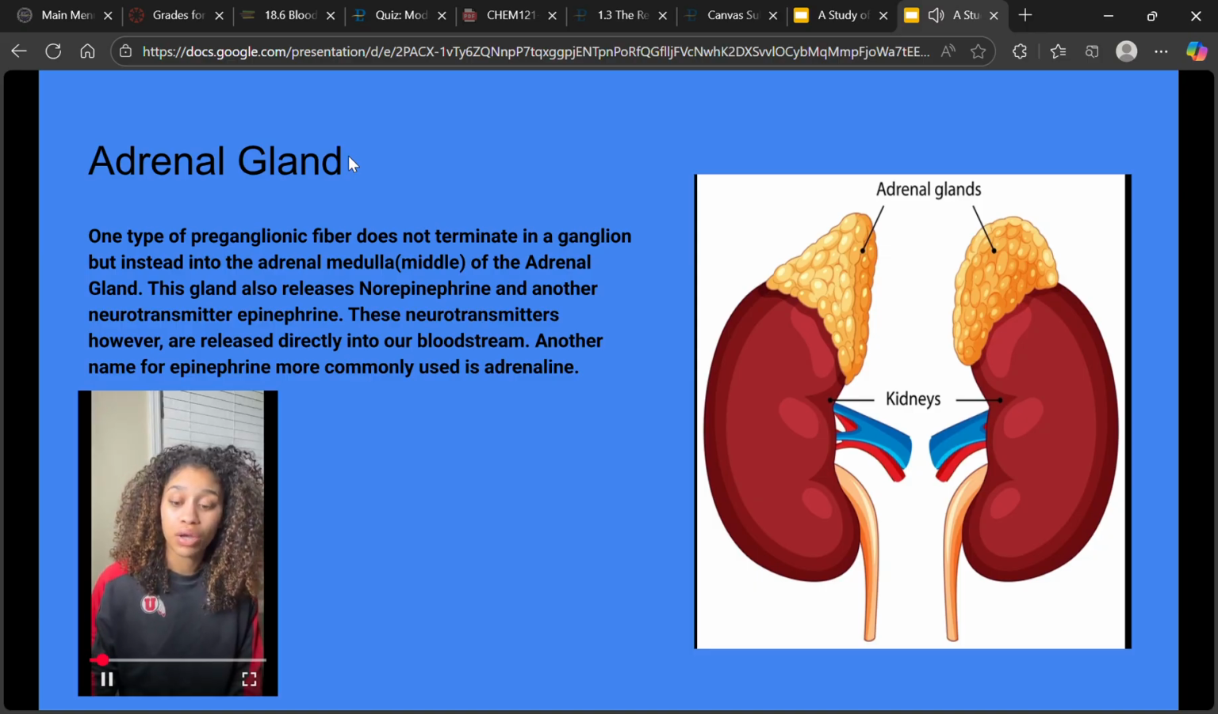The adrenal gland. One type of preganglionic fiber does not terminate in a ganglion, but instead in the adrenal medulla of the adrenal gland. This gland also releases norepinephrine and another neurotransmitter, epinephrine. These neurotransmitters, however, are released directly into our bloodstream. Another name for epinephrine, more commonly used, is adrenaline.